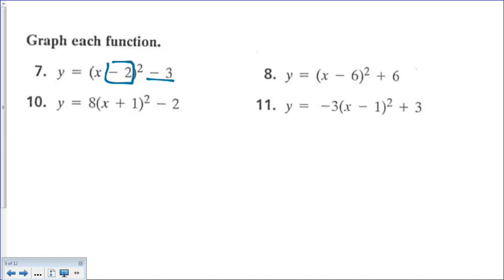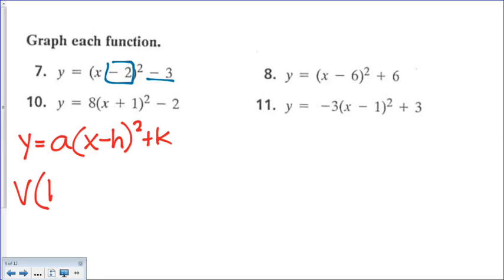And so if I remember vertex form correctly, I believe it's a times x minus h squared plus k. Okay? And the vertex would be at (h, k). Okay? So notice that inside the parenthesis with x, it's minus h, meaning the opposite of h, right? Because in the vertex, it's just h. So I do the opposite of what's there.